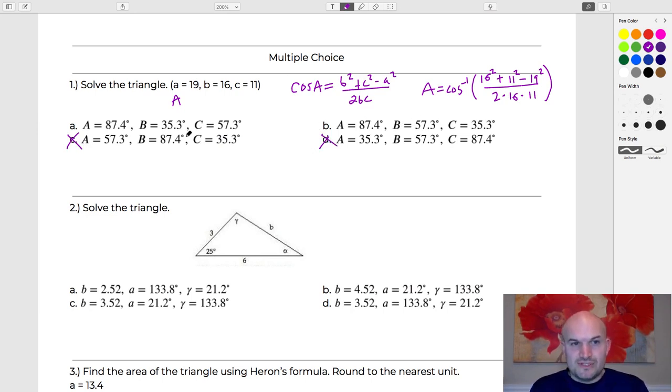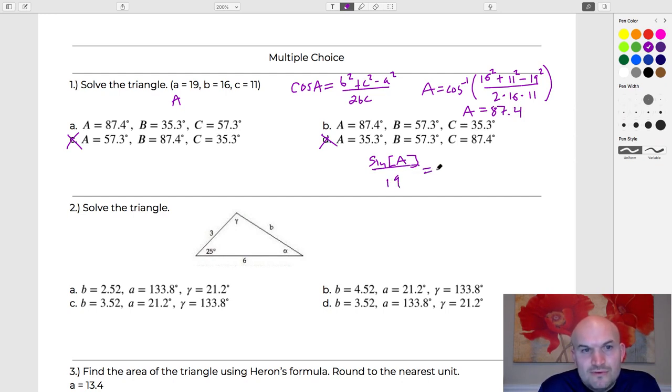All right, so now I'm just going to solve for B. I guess that's the next one on the list, right? So then I'll just do sine of stored answer A, which is 87.4, and then divide that by 19, is equal to, let's do B. You could do it for C either. So sine of B over 16. Therefore sine of B, multiply this by 16, take the sine inverse, and I got 57.4 for B. So therefore that gives me answer B.